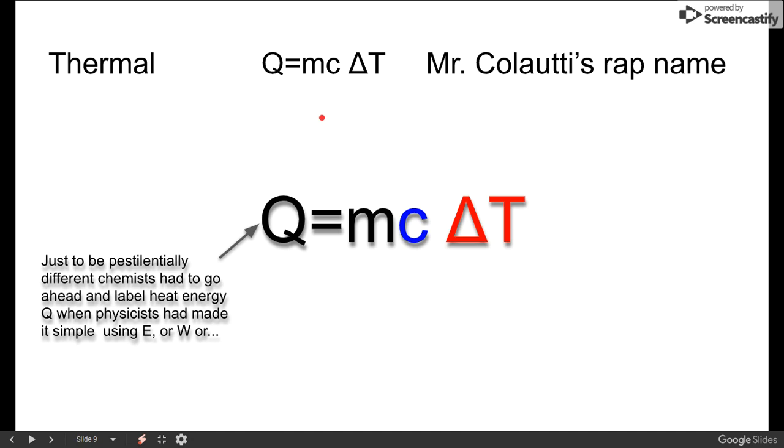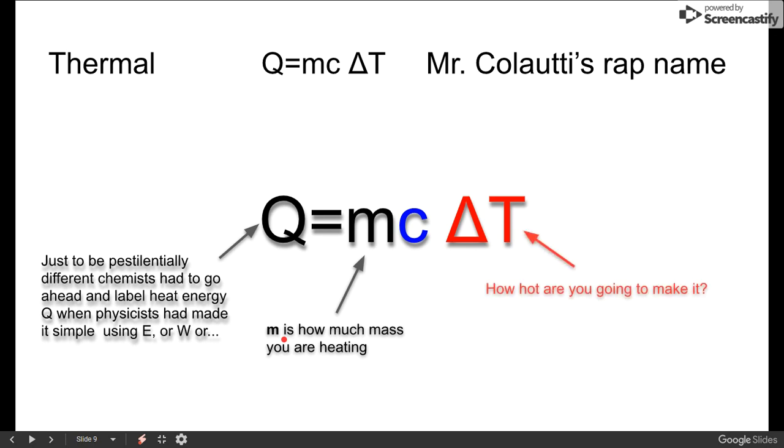Just to be pestilentially different from everyone else, chemists had to go ahead and call energy Q when physicists had used E or W. But we can live. M, how much of something are you heating? 1 gram? 100 kilograms? Delta T, how hot are you planning to make it? And the letter C is the specific heat capacity, hence C, is how much does this substance need to warm it up.